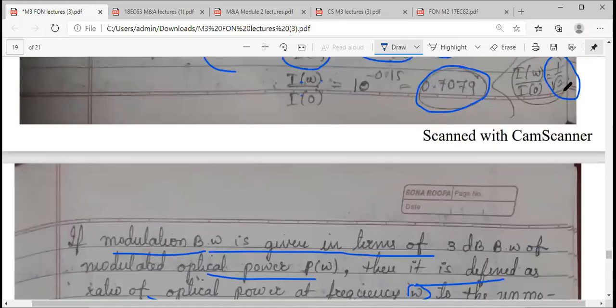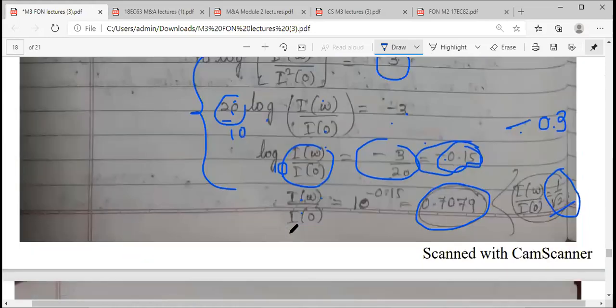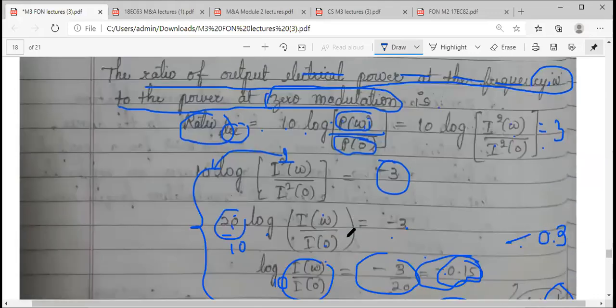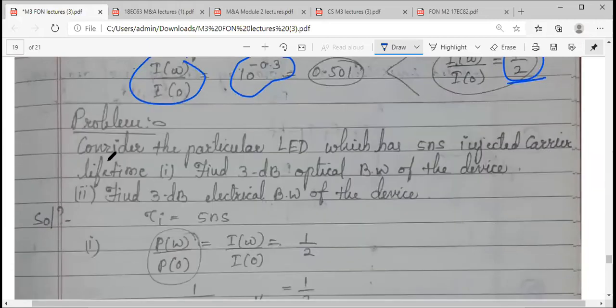Earlier, the relation was 1 by root 2. Here, the relation is half. So you can observe this in the graph. For the optical terms, the modulation bandwidth reduces to the 3 dB point, and the value here is 0.5. The first value, in electrical terms, is actually 1 by root 2. In optical terms, the value will be 1 by 2. So this is about the modulation in LED, the modulation bandwidth, that is, the frequency response in LED.